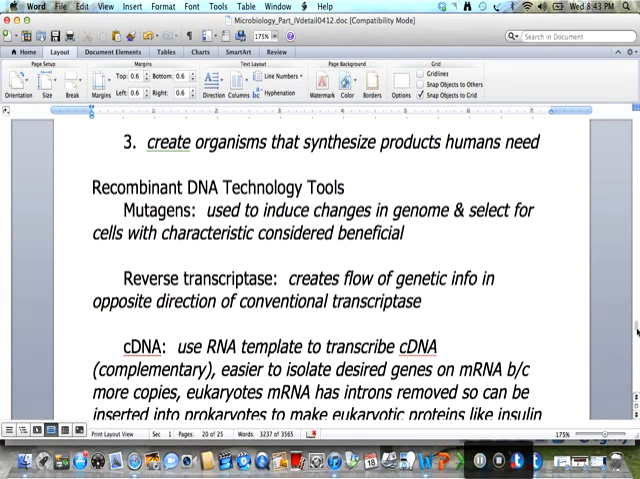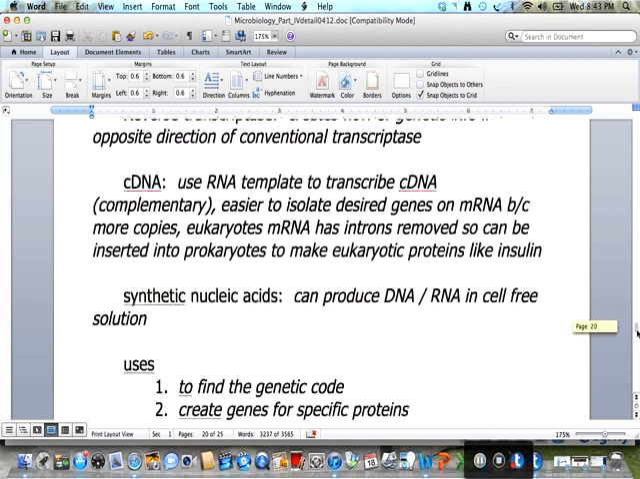It is easier to isolate the desired genes on the mRNA because there are more copies. In the eukaryote, the mRNA has introns removed, so it may be easily inserted into a prokaryote to make eukaryotic proteins like insulin.